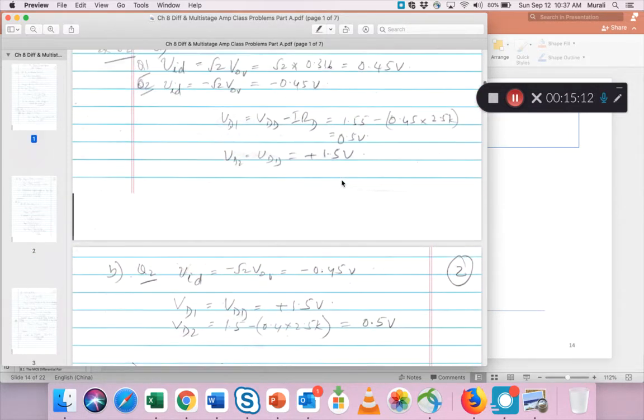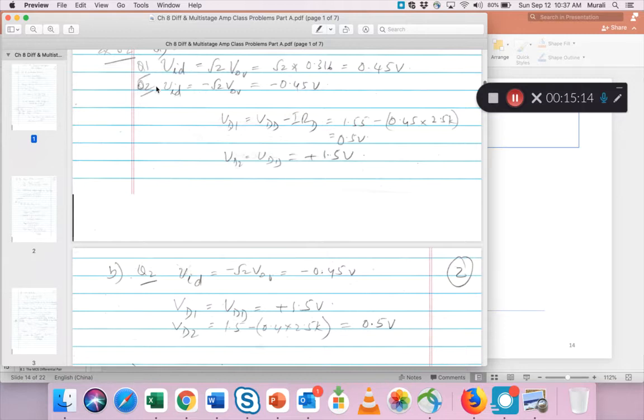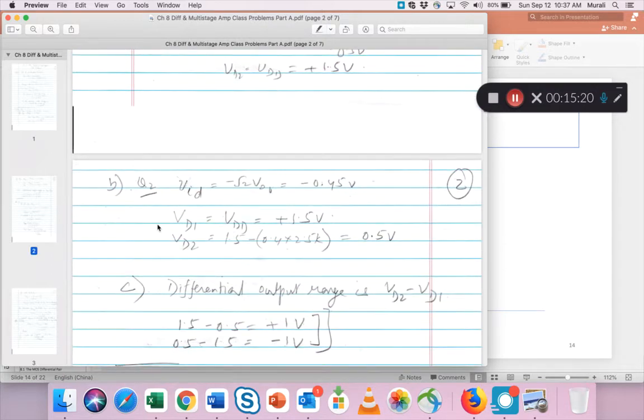So that is in case of only Q1 conducting. I think I shouldn't have mentioned this, so forget this for the moment. This comes in part B.